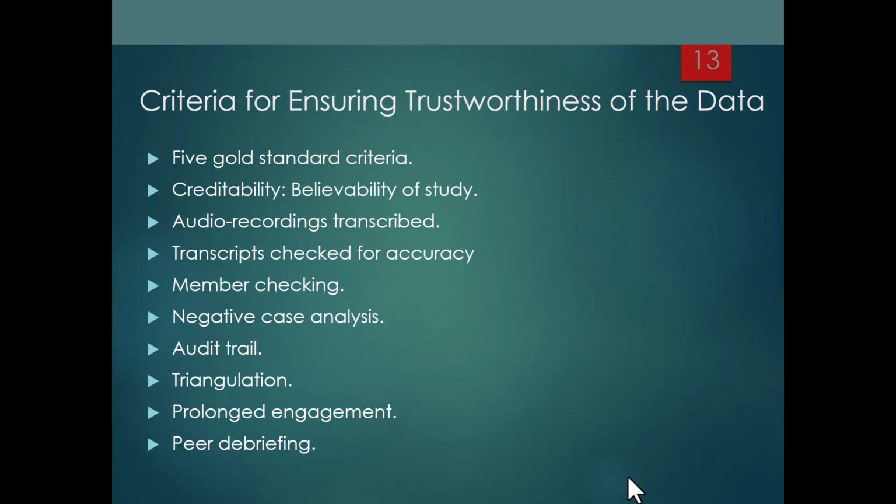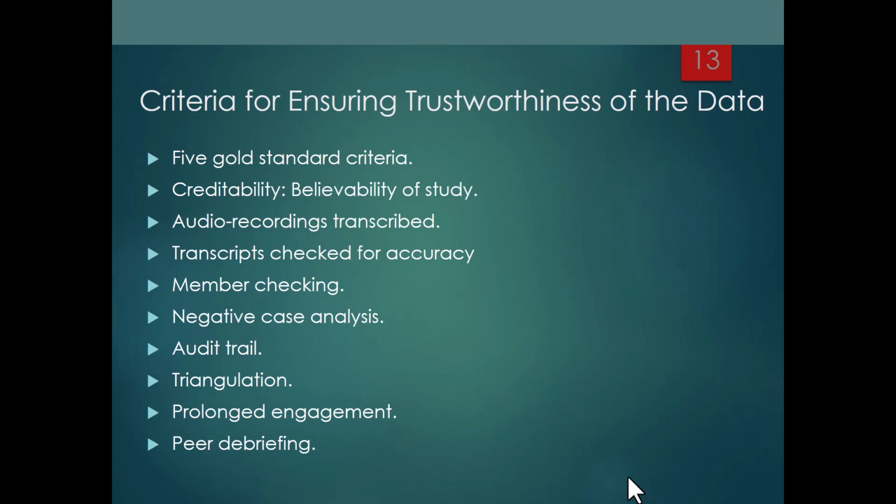So there are 5 gold standards criteria used to establish the trustworthiness of the data collected for qualitative research. These include credibility, transferability, dependability, confirmability, and authenticity. So the credibility or believability of the study is enhanced by the researchers accurately describing and interpreting the participants' understanding of the phenomenon. So audio recordings are transcribed and transcripts are checked for accuracy.